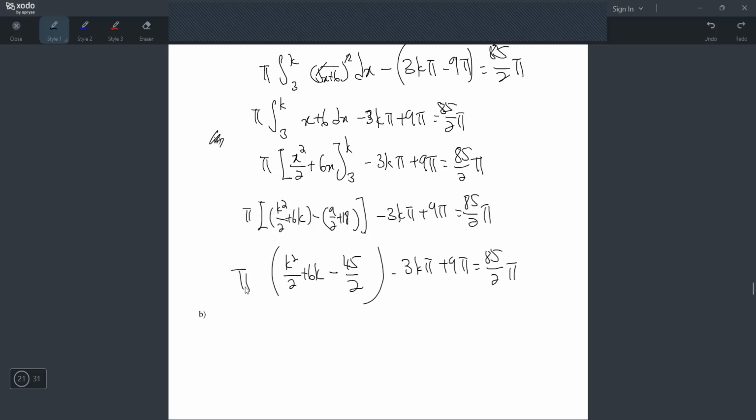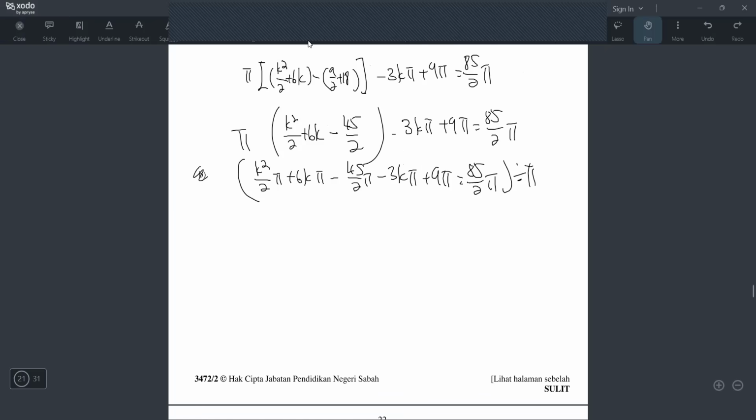So eventually, when you take this one times pi, what will happen? It means all these will have pi beside. k squared over 2 pi plus 6k pi minus 45/2 pi minus 3k pi plus 9 pi equals 85/2 pi. And you can see everyone has pi here. So what we can do is take everything divide by pi. It means all the pi will get cut. So when you cut every pi, what are you left with? It'll be k squared over 2 plus 6k minus 45/2 minus 3k plus 9 equals 85/2.